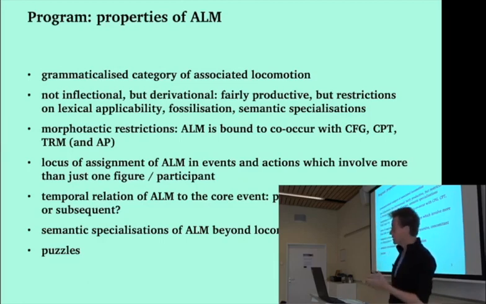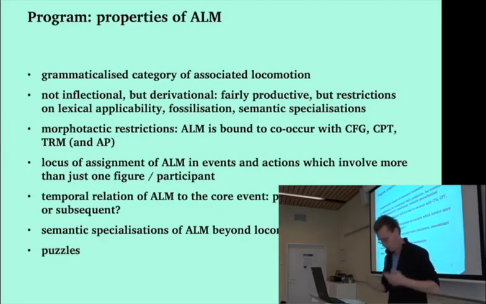roots. And this is basically my program for today, to track down this associated locomotion component in the Datooga lexicon and to make sense of it in terms of the locus of its assignment in predications which license more than just one participant or one figure, which boils down to the question, who or what performs this associated locomotion in a given setting. So the second point is the temporal relation to the basic event encoded in the verb root, which boils down to the question, does the associated locomotion occur before, during, or after the core event?